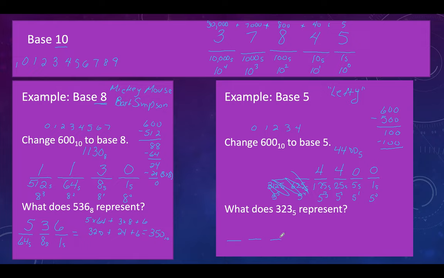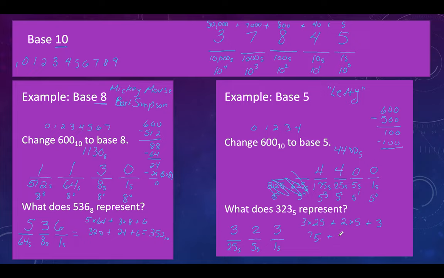Now looking back here, an example going backwards. We start with a base 5 number, 3, 2, 3. I wrote it backwards, but that's okay. Again, remind yourself what the place values are here. This is 1s, this is 5s, this is 25s. So what this number is, is 3 groups of 25 and 2 groups of 5 and 3 more. So this would be 75 here.